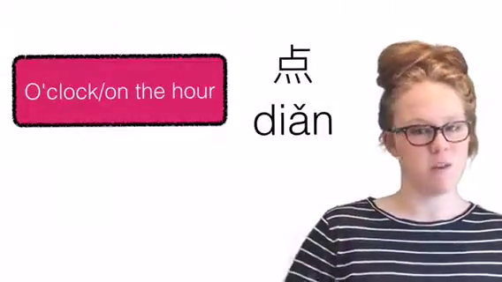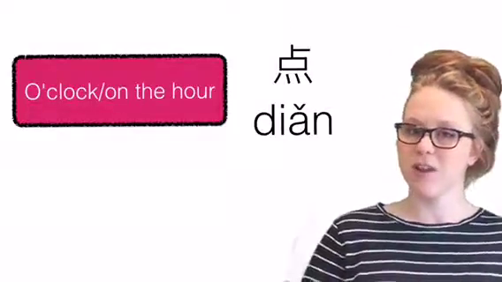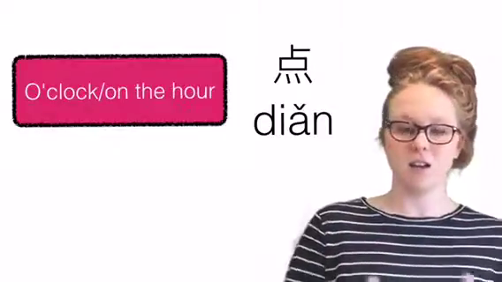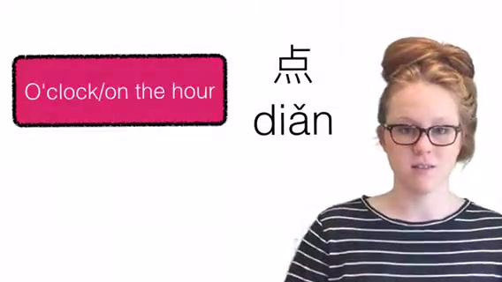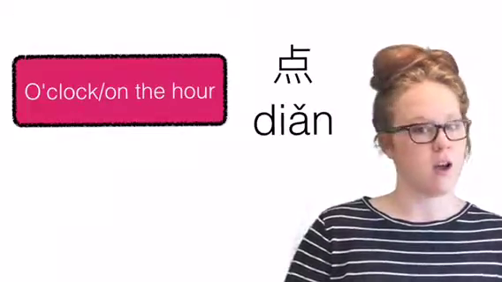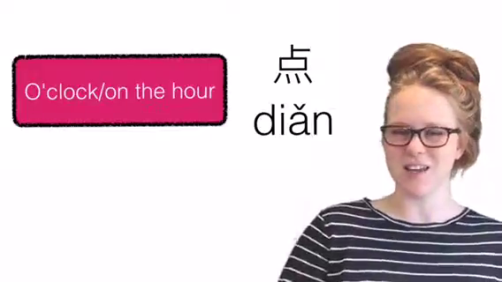Now, you might have come across 点 before. 点 can actually mean pieces, and I like to remember that character because it has 4 little dots along the bottom. Now, can you say 点? 点. That means o'clock or on the hour. Now, how do you think we're going to tell the time using 点?